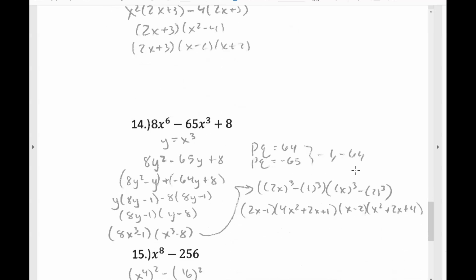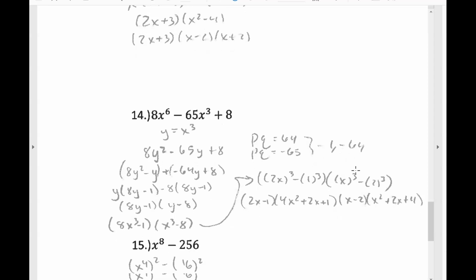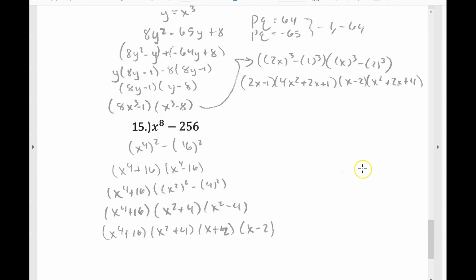For 14, you should have gotten 2x minus 1 times 4x squared plus 2x plus 1 times x minus 2 times x squared plus 2x plus 4. And lastly, for number 15, x to the 4th plus 16 times x squared plus 4 times x plus 2 times x minus 2.